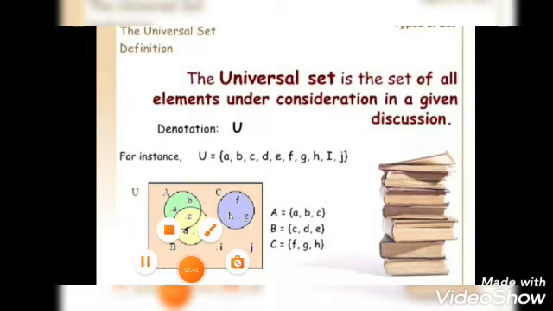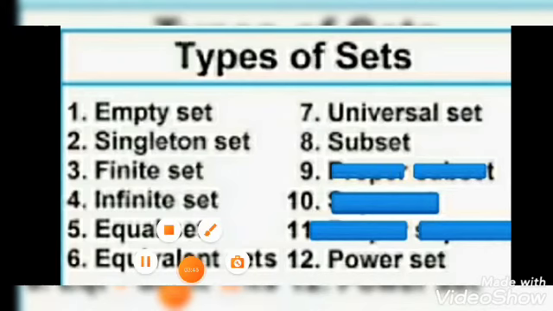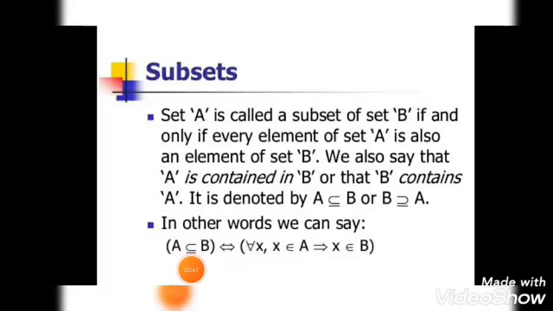Next type of set is subset. Set A is called a subset of set B if and only if every element of set A is also an element of set B. We also say that A is contained in B or B contains A. It is denoted by A subset B or B superset A. Means the elements which are there in A are also elements of B.